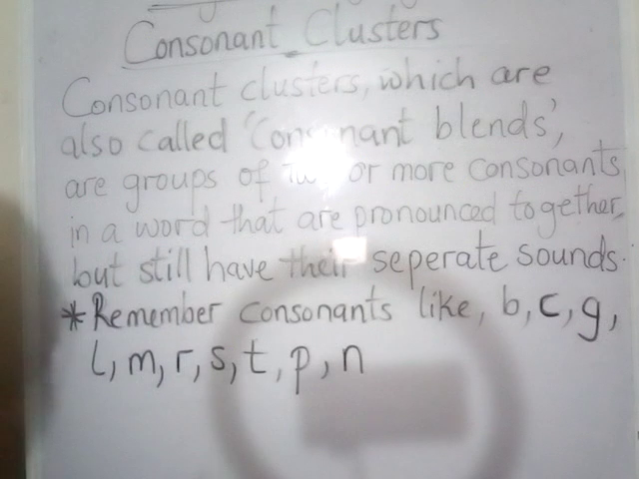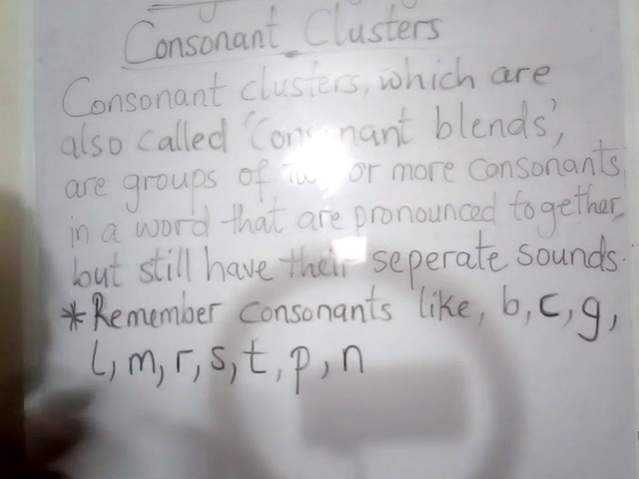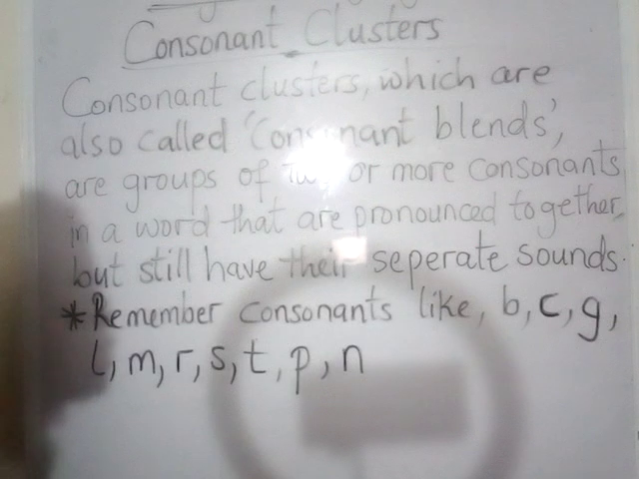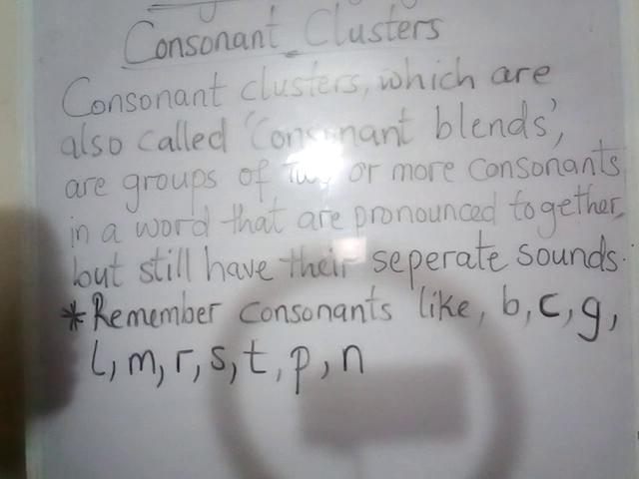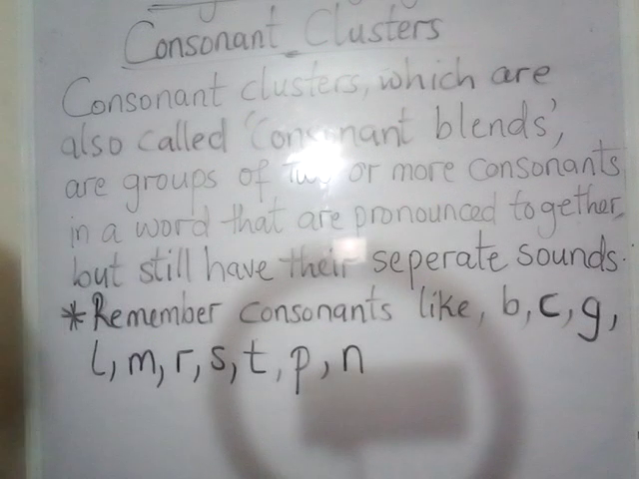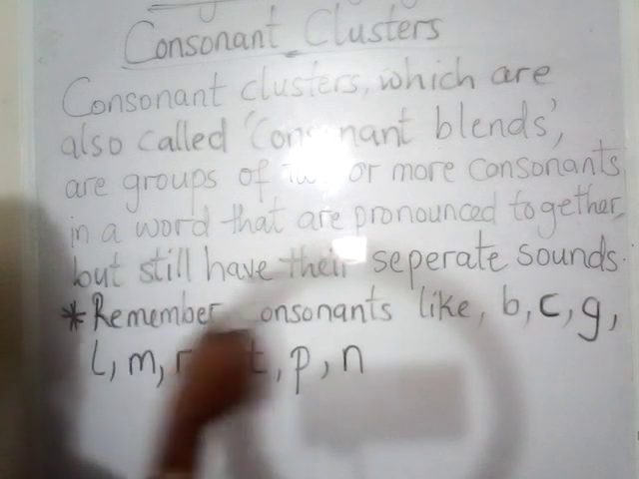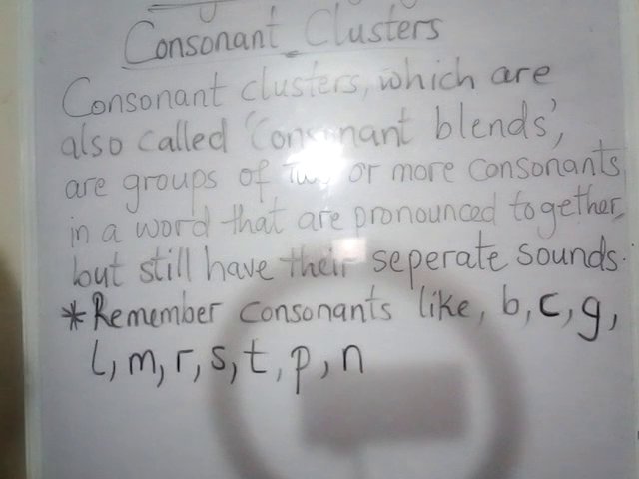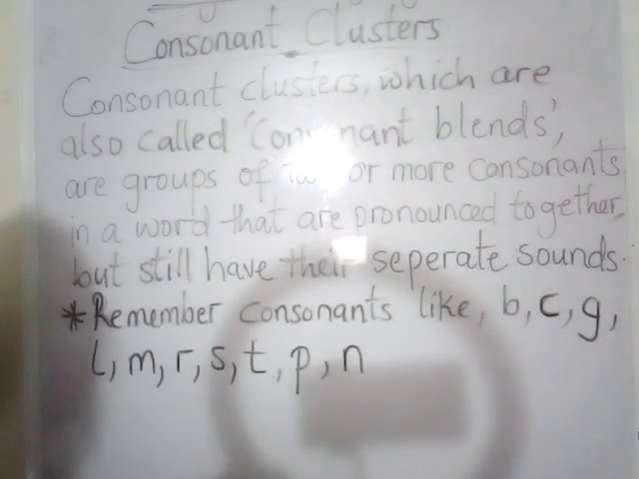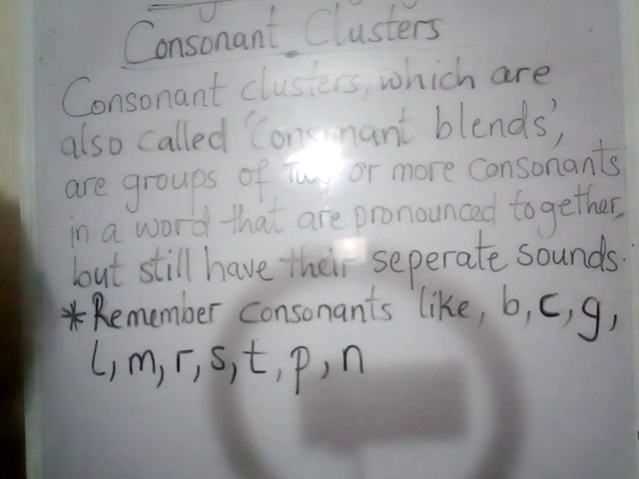They are groups of 2 or more consonants in a word that are pronounced together, yet you will hear the sound of each of the consonants. The 2 or 3 consonants come together, but when you are pronouncing the word, you will still hear the separate sounds of the different consonants. For instance, if the letters B and L are combined in a word, you will hear the sound B and you will still hear the sound L. They are together, but you will hear the different sounds.